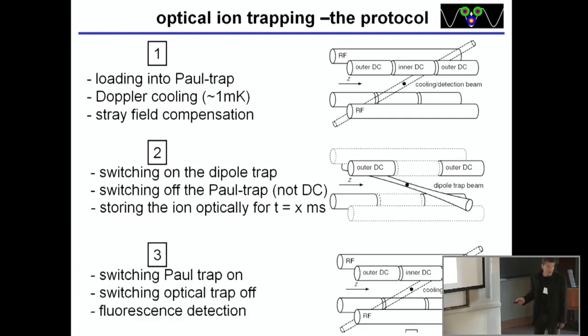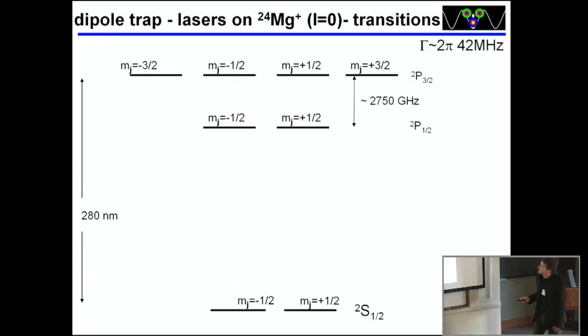And for detection and readout, we switch on the pole trap again, switch off the optical trap, and switch on the fluorescence detection again. And if we then see fluorescence light, we know that the ion survived. The ion of our choice was magnesium-24, as I said, and has a nuclear spin 0, so the energy level system is pretty simple.